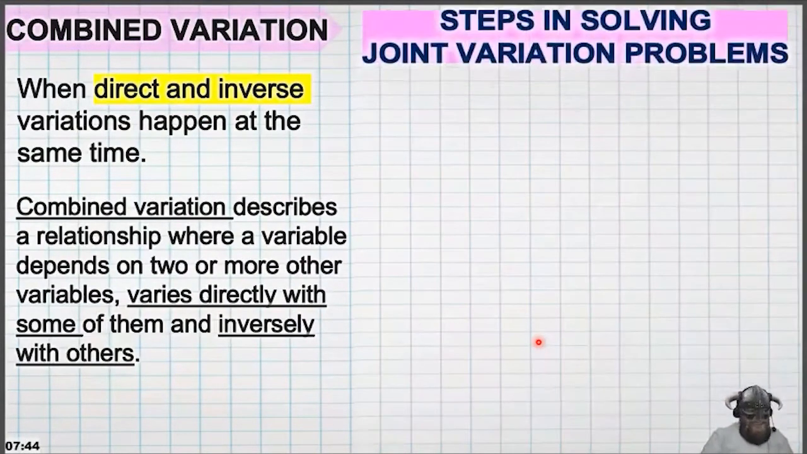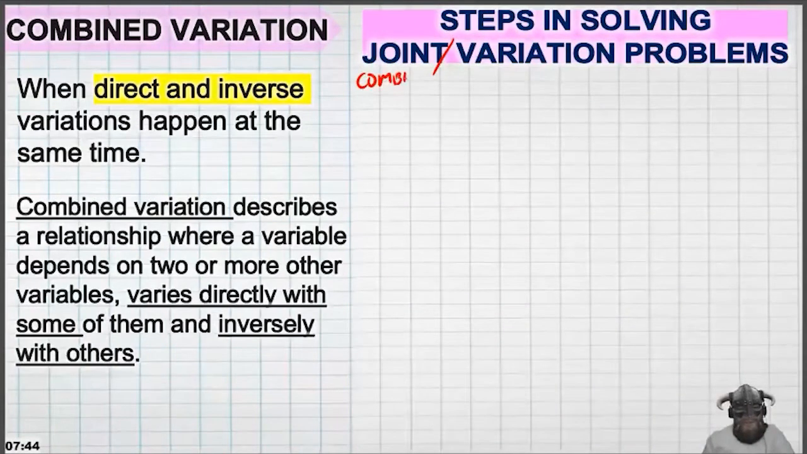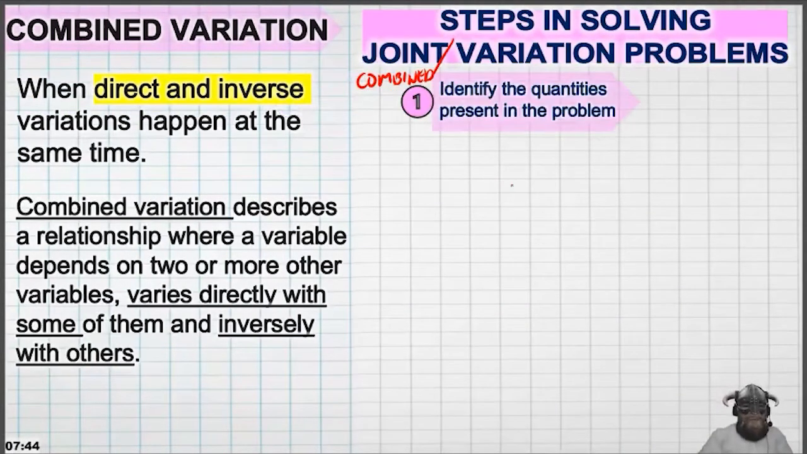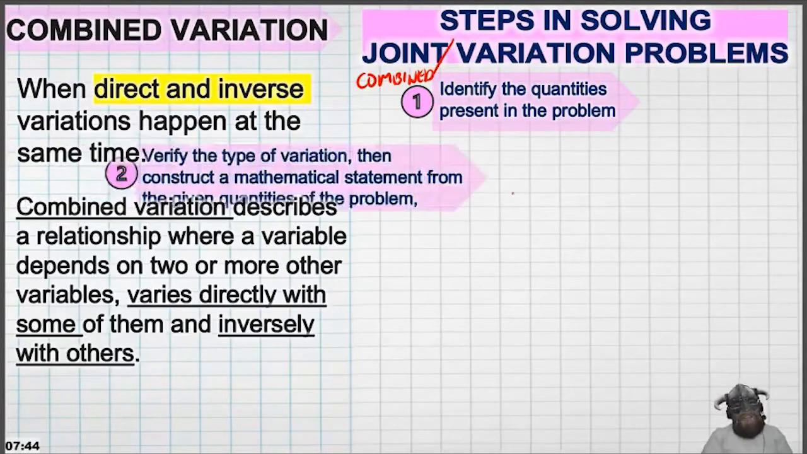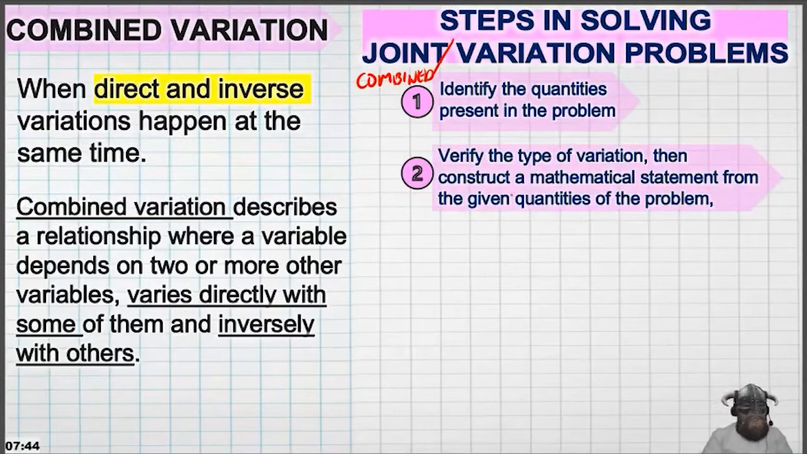So, siguro sawa na kayo sa steps na to. Yan no, the steps will also be the same as the steps in solving joint variation. So, this can be a step for joint variation at the same time for combined variation. So parehas lang sila. Now first, you have to identify the quantities. Second, you have to verify the type of variation. After that is to construct a mathematical statement.